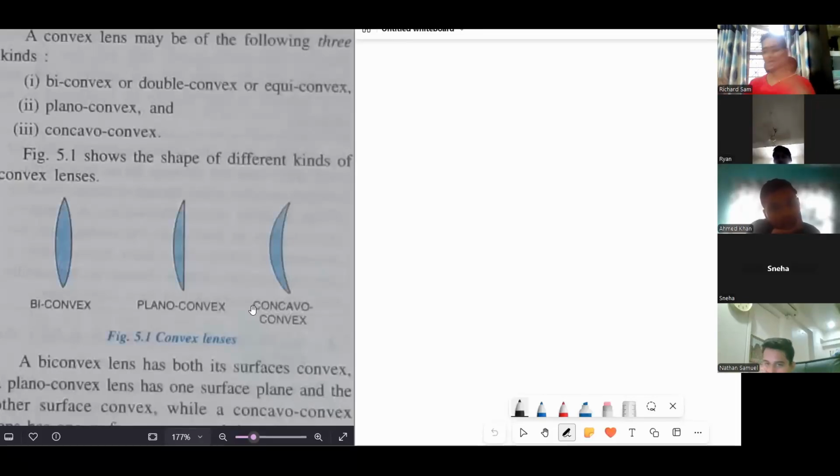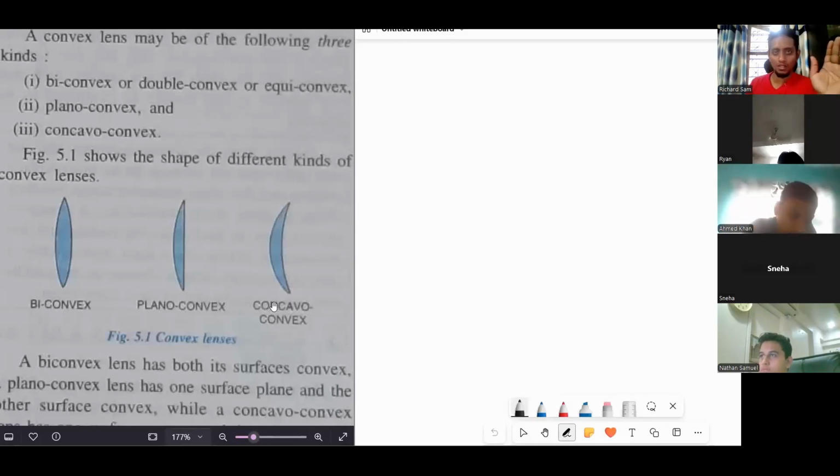The shape of the lens from both sides could be anything. It could be bulging outward, it could be flat, or it could be bulging inward. But all of them are convex, because the middle part is thicker than the edges. Is that clear, everyone? Yes, sir.